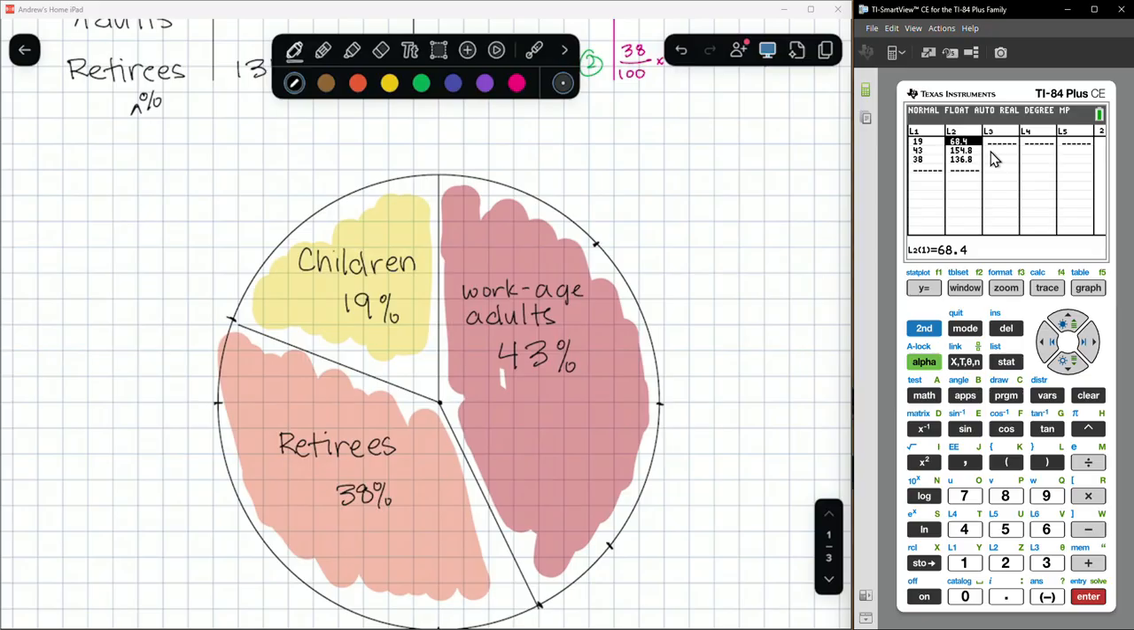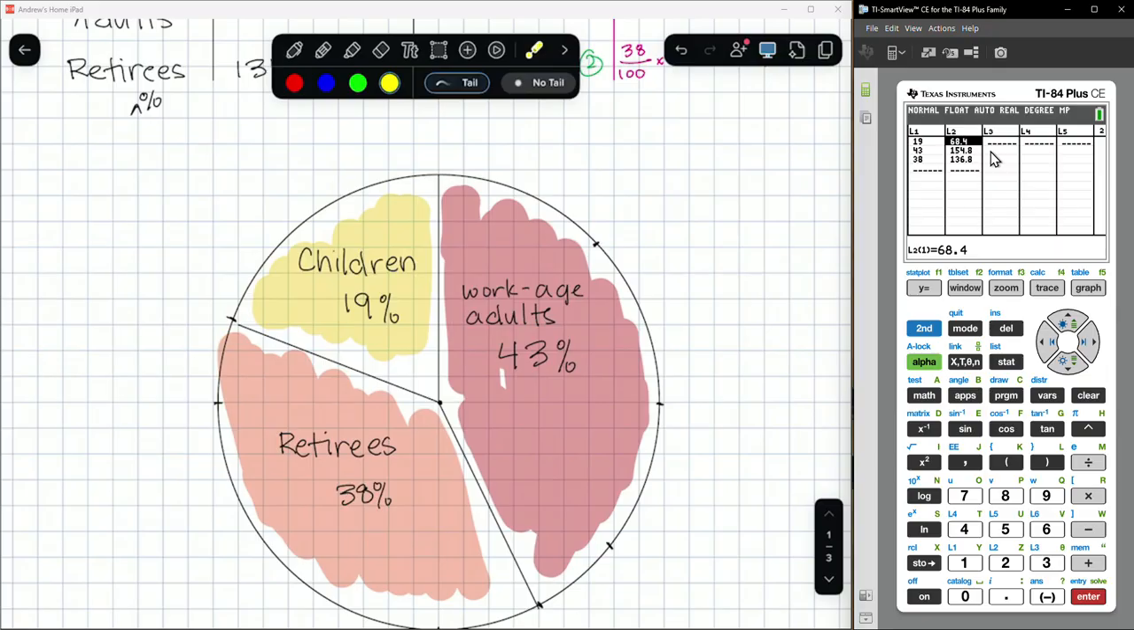And I'm checking to make sure that that looks approximately appropriate. I'm not going to get out a protractor and double check your drawing. What I do see is that this wedge here looks like it's a little bit less than a quarter, and 19 is a little bit less than 25%, so that is spot on. 43 is a little bit less than 50% of the circle, and 38 is just a little bit smaller than the 43. So visually, that looks like it matches.